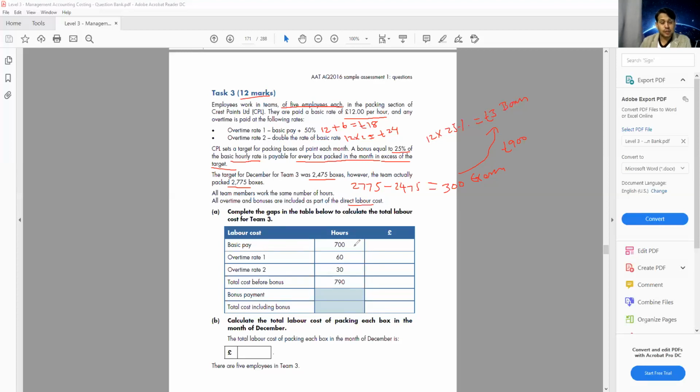Basic pay 700 hours. How much would be the basic payment? You already know it's 12 per hour. So 700 times 12, that will be 8,400. This is our basic pay. Then overtime rate 1, 60 hours. Overtime rate 1 is £18 per hour, so 60 times 18 is 1,080. Overtime rate 2 is 24, so 30 times 24, that is 720.